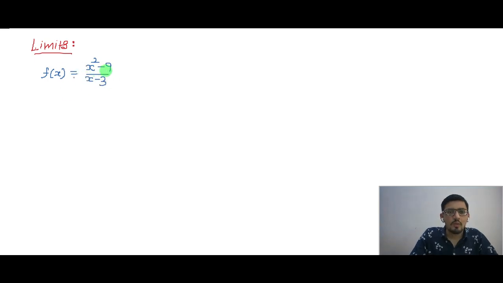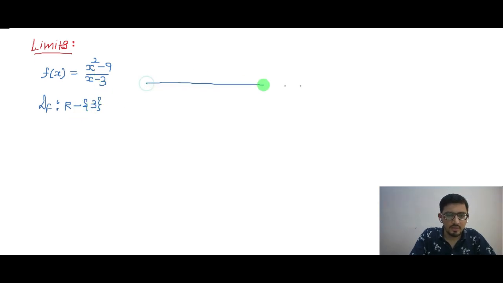If I'm asking what is the domain of this function, what will you answer? All real numbers except 3. Domain means acceptable values of x. Very clearly we can understand this function is not defined at x equal to 3. So the domain will be all real numbers except 3. Next thing.